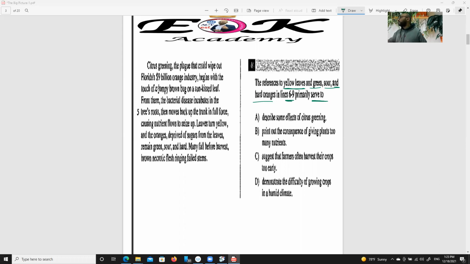So here: citrus greening, the plague that could wipe out Florida's 9 billion orange industry, begins with brown bugs on the skin of a sun-kissed leaf. Well, see, something important. Play this technique: positive, negative. Here I say leaves turn yellow and the oranges, deprived of sugars from the leaves, remain green, sour, and hard. Many fall before harvest, brown, necrotic flesh.